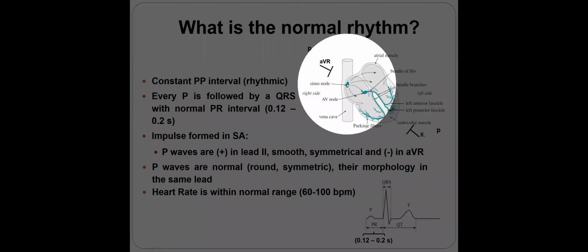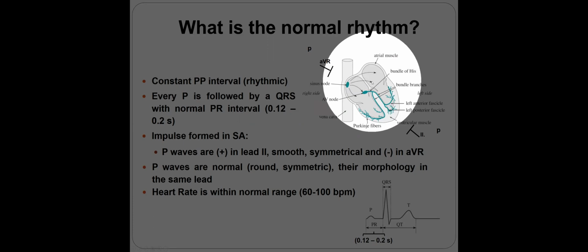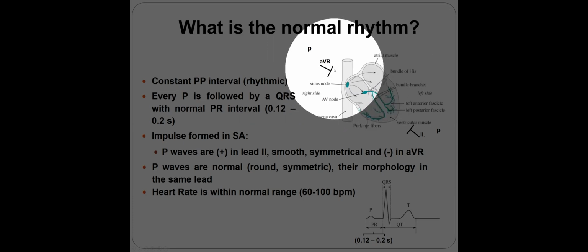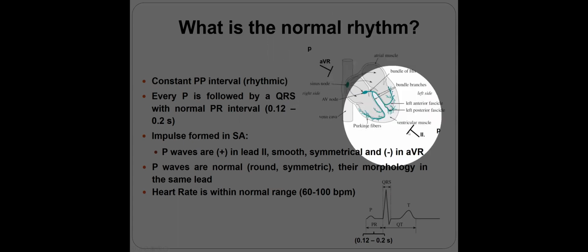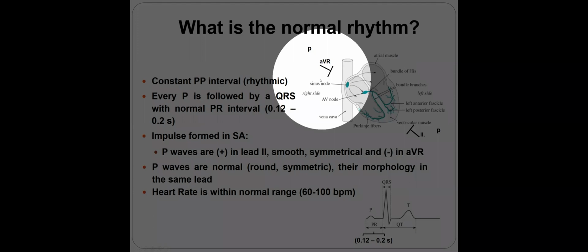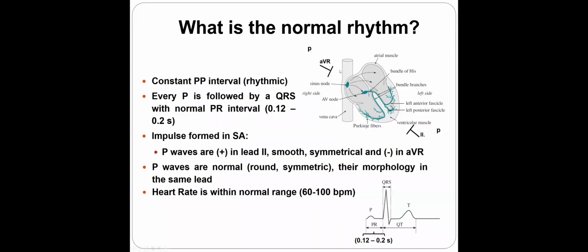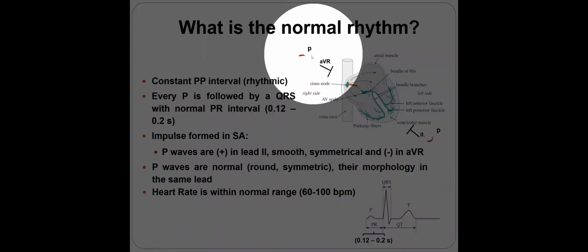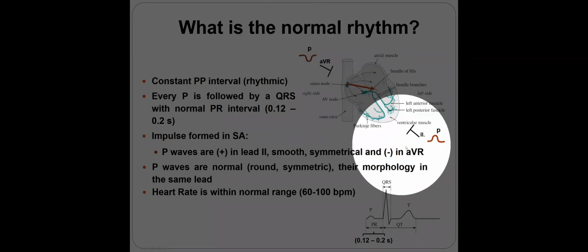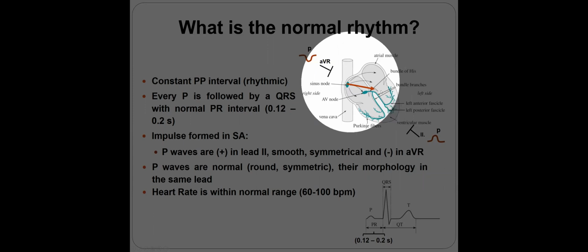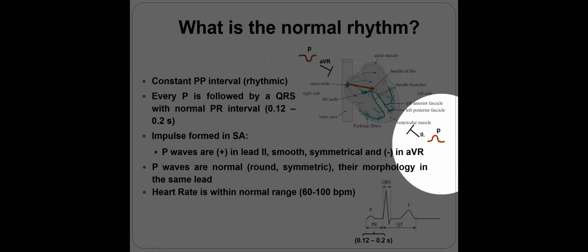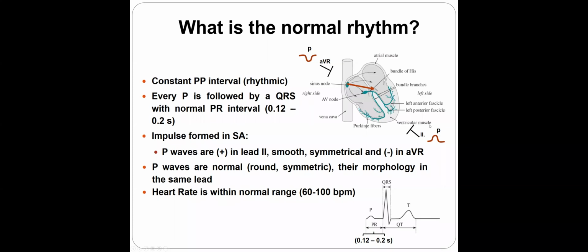So we have an atrial depolarization axis that starts from the right side and goes toward the left one. If you are looking at AVR and lead number 2, the impulse is going toward lead number 2. Let's see what we are going to see when we have atrial impulse formation. In AVR, because the impulse goes away from AVR, this is negative. However, because the atrial depolarization vector is pointing toward lead number 2, that will be positive.